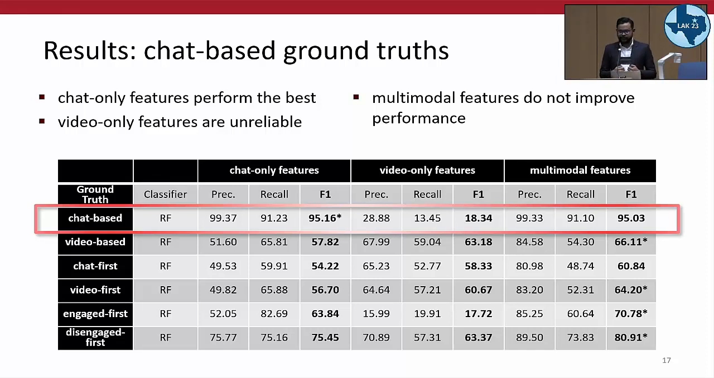Combining these two together doesn't improve the result much. What I mean by that is that when we are only concerned with chat labels, labels coming from the chat data, multimodal features do not improve the performance that much.